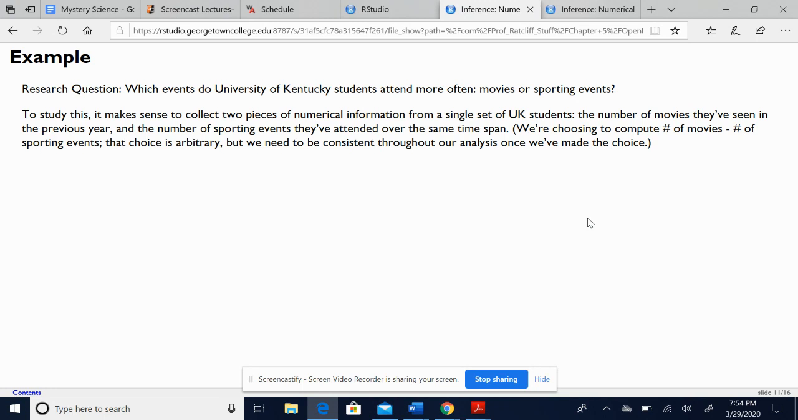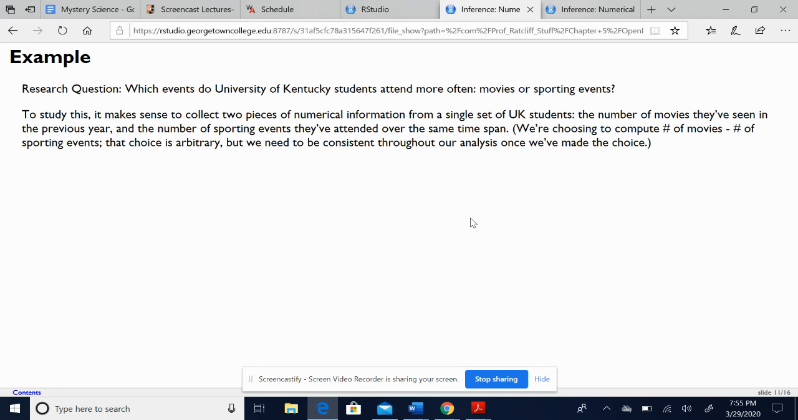Which events do University of Kentucky students attend more often? Movies or sporting events? Think about how you would collect this information. You would be getting two pieces of numerical information from one group of students. You would ask the same group of students how many movies they have seen, then ask them how many sporting events they've attended. And we would compute the number of movies minus the number of sporting events. It doesn't really matter whether we do movies minus sporting or sporting minus movies. That's arbitrary, as long as we stay consistent through any test we're doing.